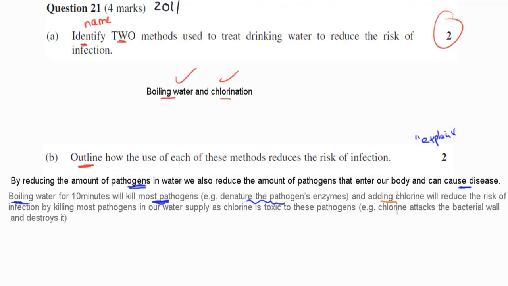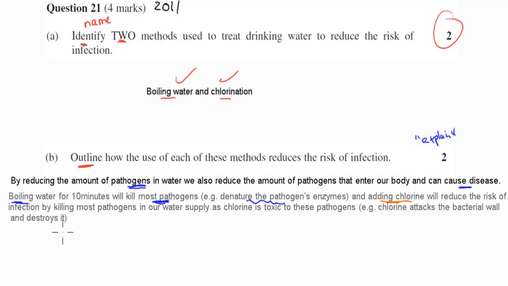And then by saying, adding chlorine will reduce the risk of infection by killing most pathogens in that water supply, as chlorine is toxic to these pathogens. Again, that's more or less what you have to say for that. By adding chlorine, that will reduce the risk of infection because it kills the pathogens, because chlorine is toxic to pathogens. And what I wrote in brackets is just going into a bit more detail, saying that chlorine attacks, for example, the bacterial wall and will destroy it, right? But again, you didn't have to go into that much detail. I just added it to have something in there.